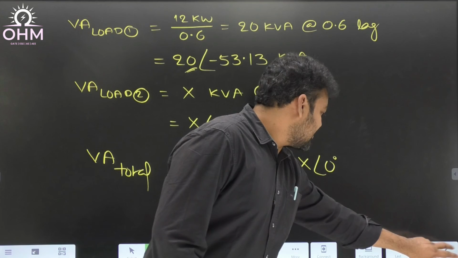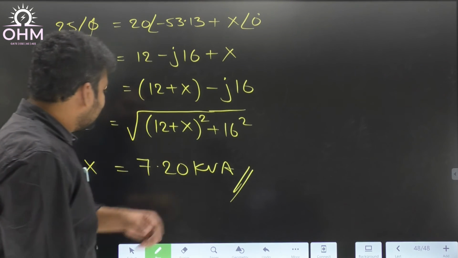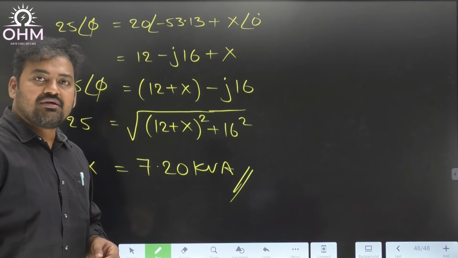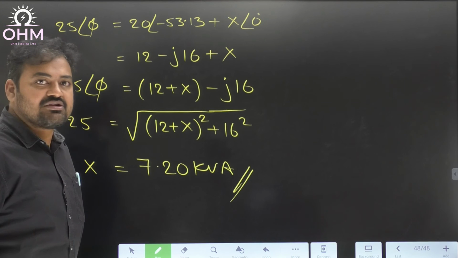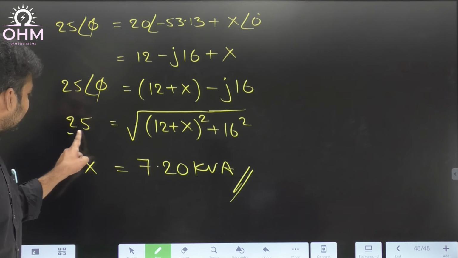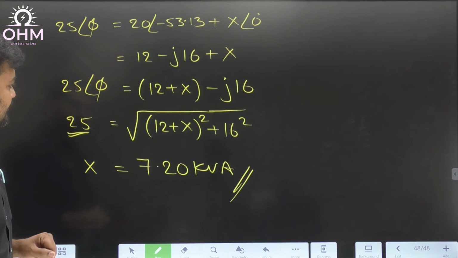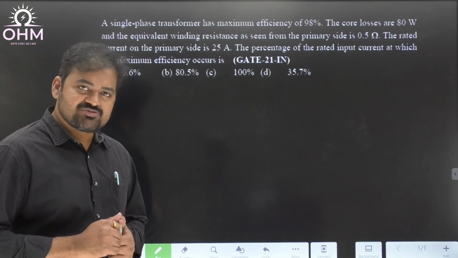Okay, so that is how we understood that we can add 7.20 kVA additionally at unity power factor, so that the transformer overall rating will be equal to 25. Okay, that's it. All right, let's move to the next question.